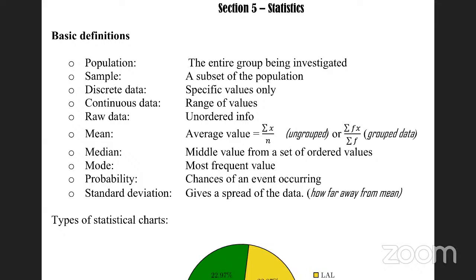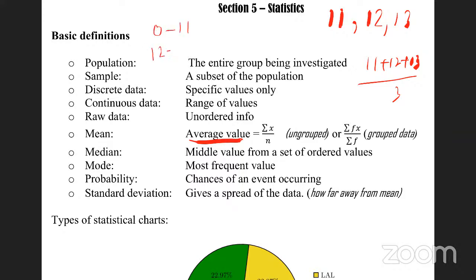How do we find the average now? Average is simple. If I gave you 3 values, 11, 12, and 13, the average is to add them up and divide by the total. That's if the data is raw, if it's ungrouped. But if the data is like this, all the children 0 to 11, all the children 12 to 17, and then you have a frequency of 11 and 4, then you can't find the mean like that. You have to find the mean using this method.